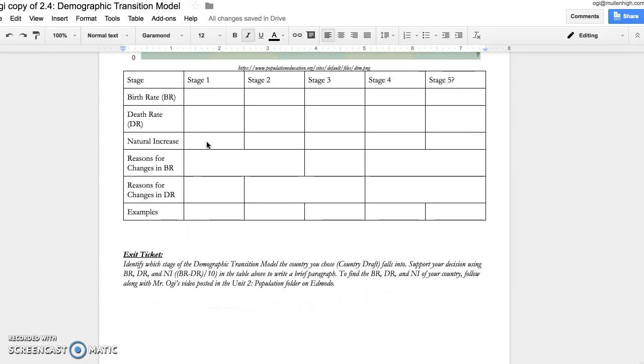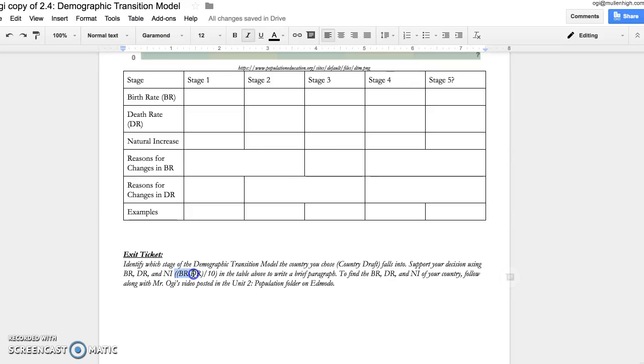And you're to support your decision of which stage your country falls into using the birth rate, the death rate, and the natural increase. For those of you who don't know yet or who have forgotten over spring break, the natural increase is calculated with the birth rate minus the death rate divided by 10.